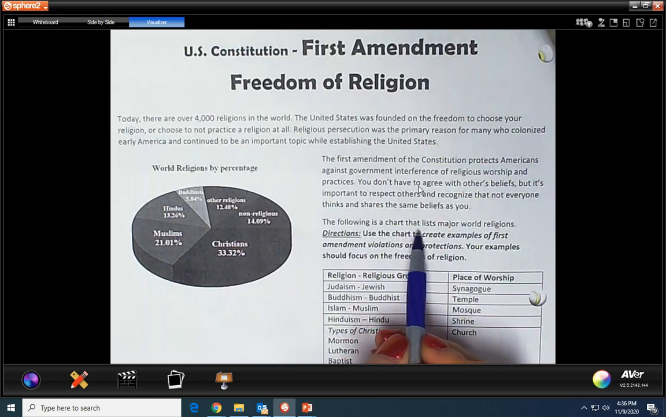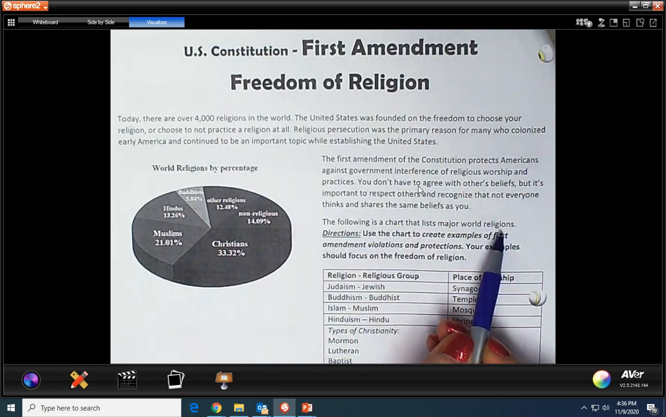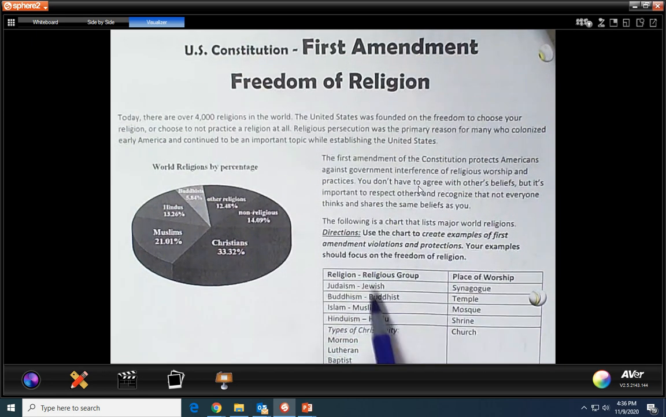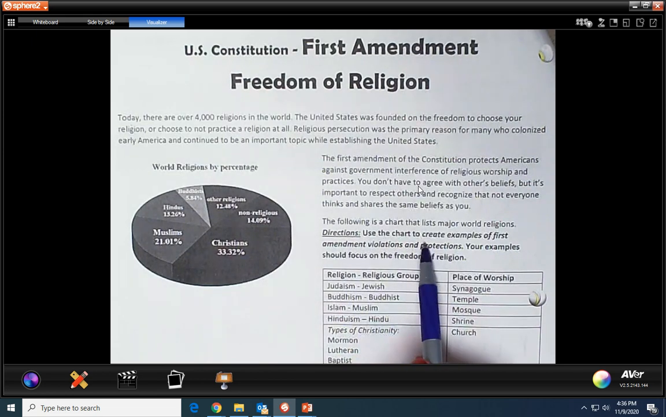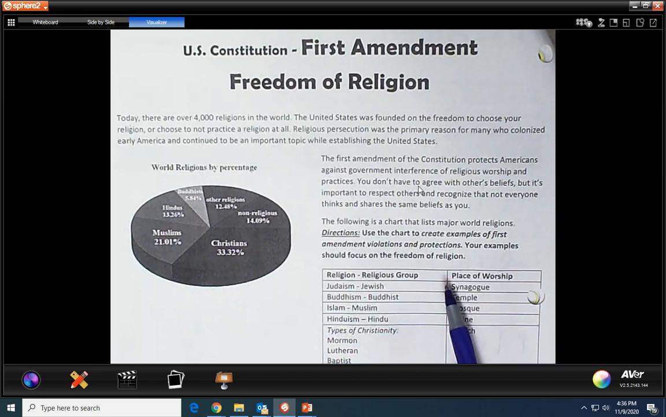The following is a chart that lists major world religions, and I'll show you that here in a second. Directions: use this chart to create examples of First Amendment violations and protections. Your examples should focus on the freedom of religion.